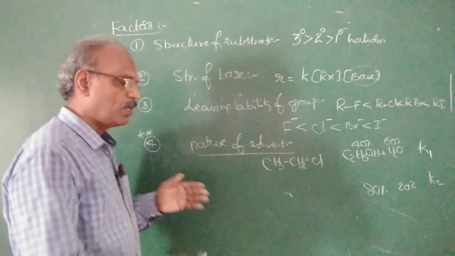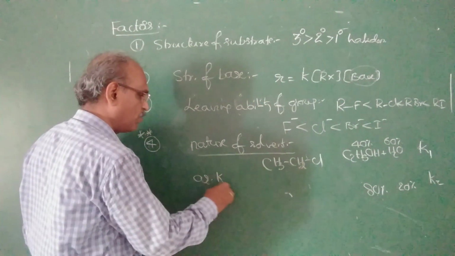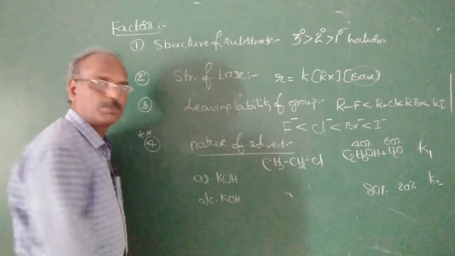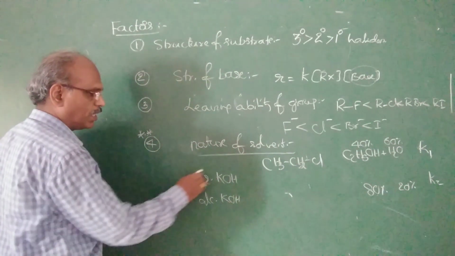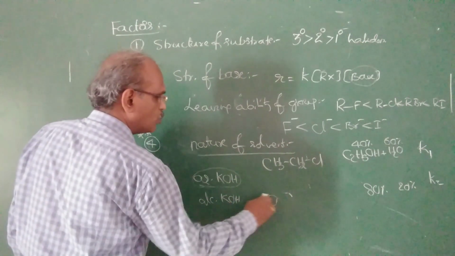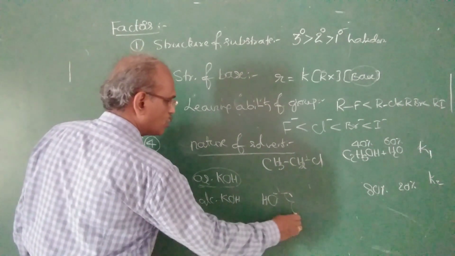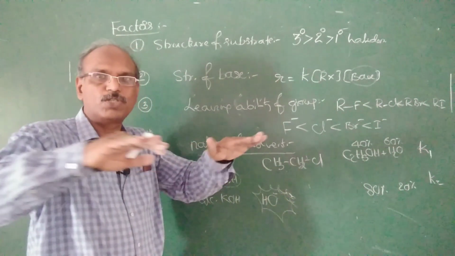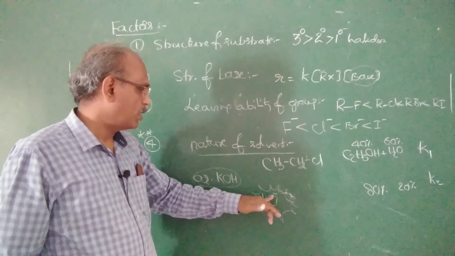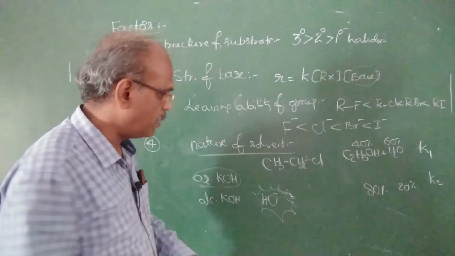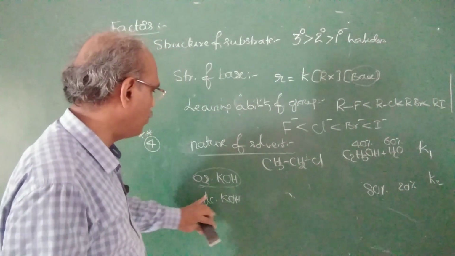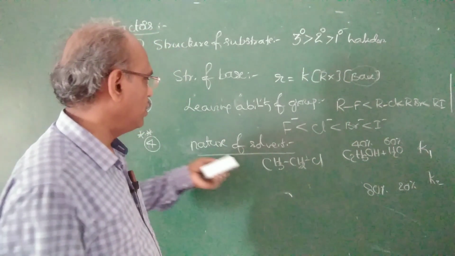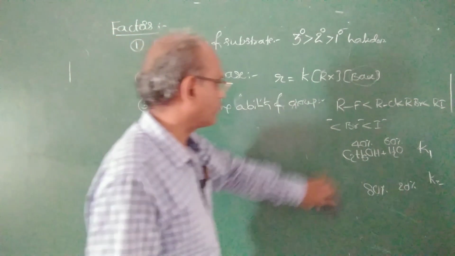Clearly I have given the difference between aqueous KOH and alcoholic KOH. In aqueous, water is more polar and dispersion of charge on this takes place. Water molecules drag away this negative charge, disperse the negative charge, and it acts as a better nucleophile when compared to alcohol, right? So this is the effect of solvent.